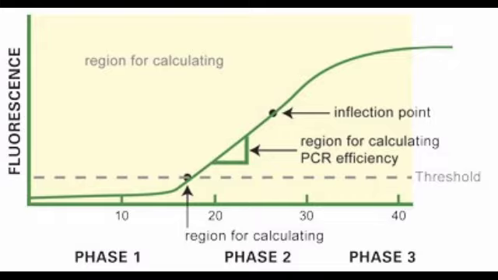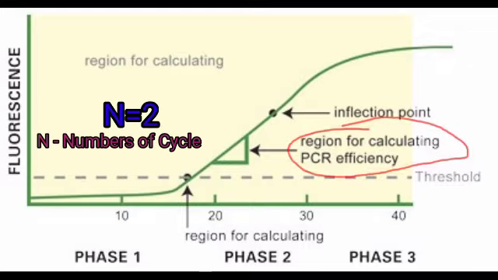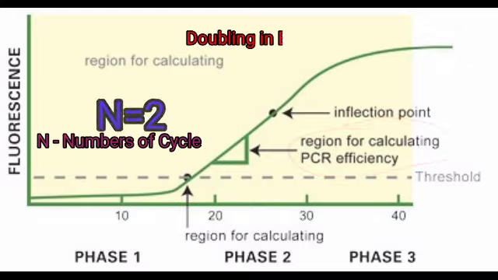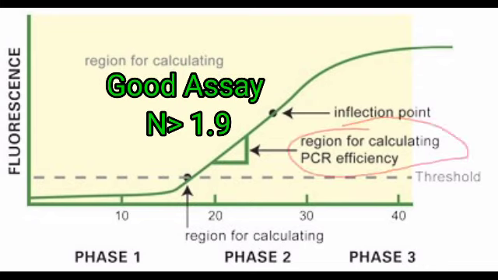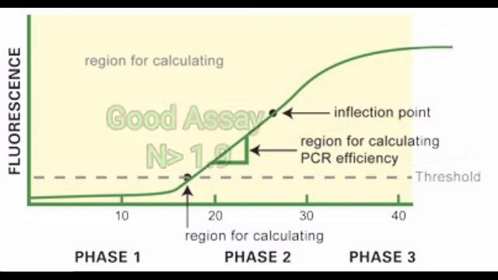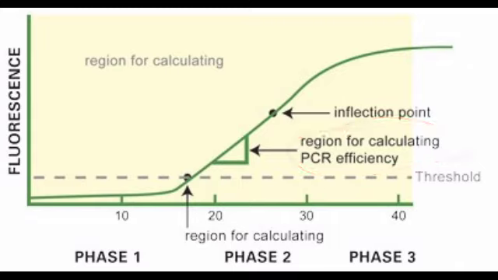Depending on the exact number of curve axes, different math is performed, where a perfectly efficient PCR has N equal to 2. N is the number of cycles, or the doubling in each cycle. Real-world good assays generally fall in a category where the N value is more than 1.9. Many software packages can directly provide the user with N for a given PCR assay, either of a single curve or a standard dilution curve.